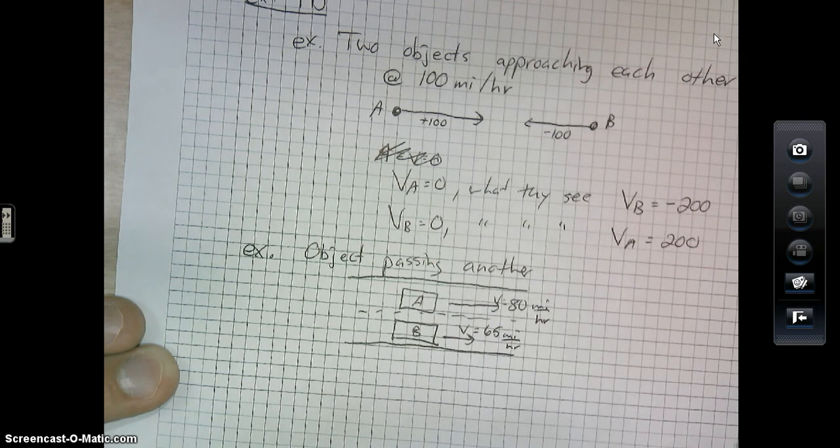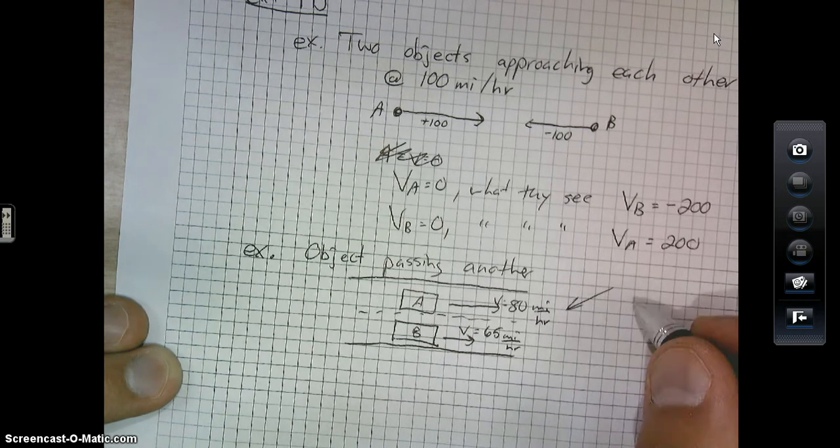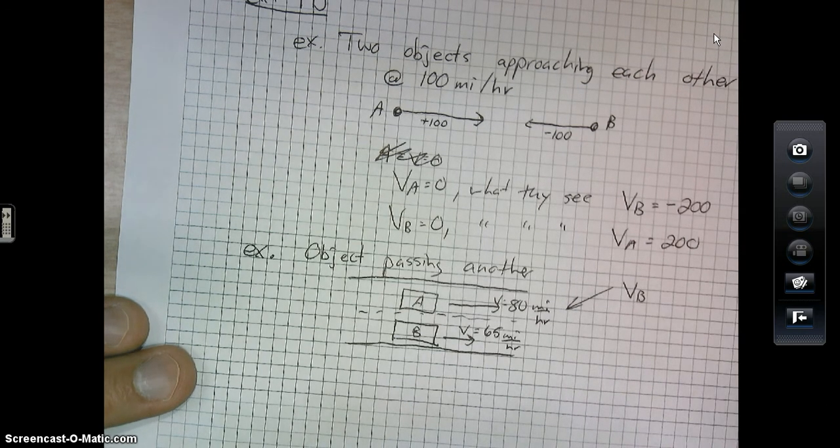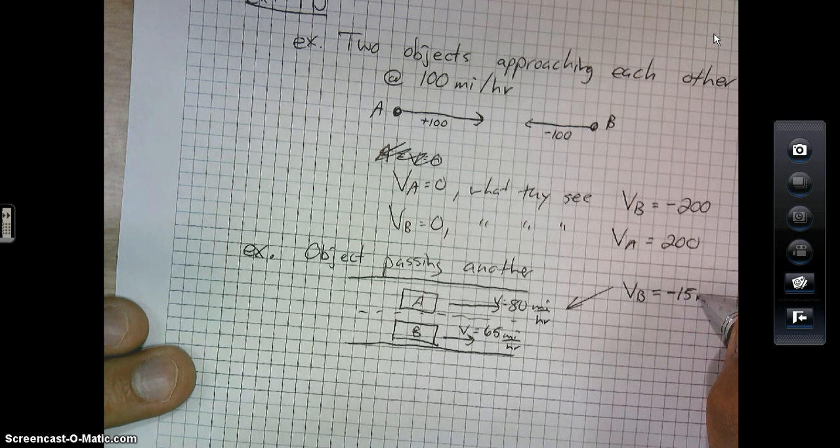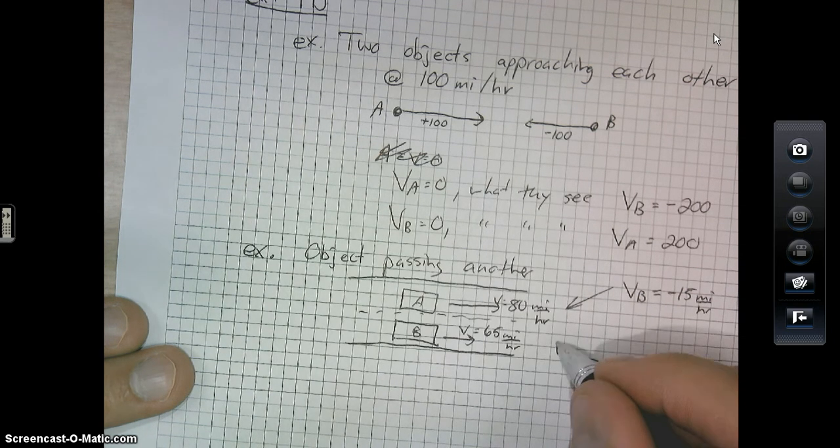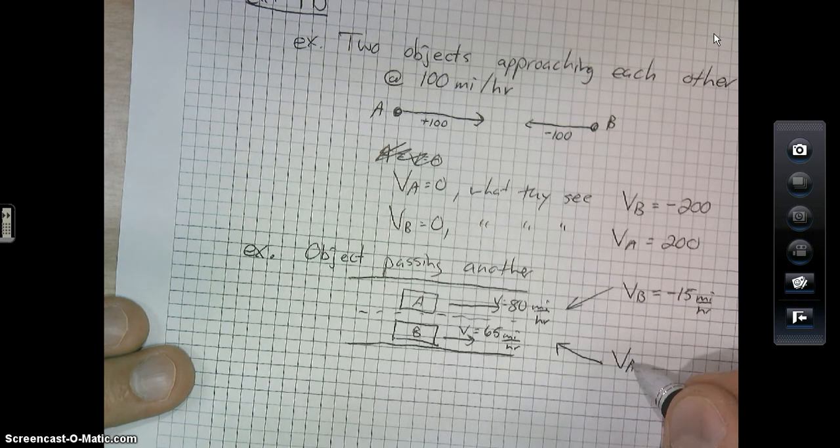Okay, so from object A's point of view, vehicle B, the velocity of B, would be traveling backwards at 15 miles an hour. And you've experienced this if you've ever passed a vehicle. It looks like the vehicle is moving away from you behind you. Or if you've ever been passed, they would see vehicle A traveling in front of them at 15 miles an hour.